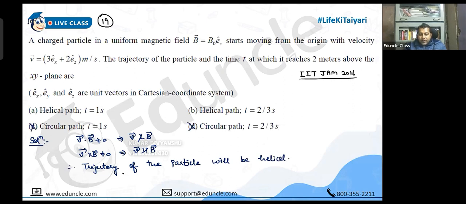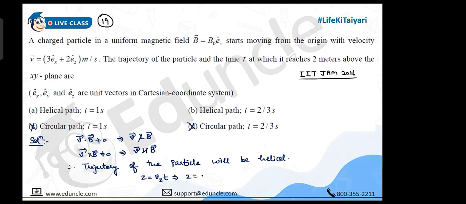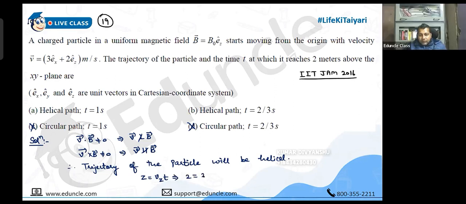Now what to do in order to get the time? Pitch of helix, so that is V z t. Distance traveled along that axis will be the velocity along that axis into time taken. Given velocity along that direction is 2, so time will be 2 by 2, that is 1 second. A option. Please check.